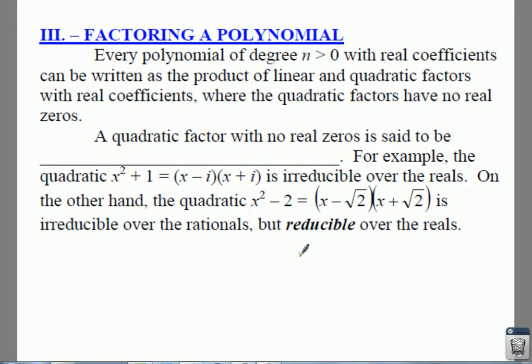So now we get into factoring a polynomial. We know that every polynomial that has a degree greater than 0 with real coefficients, not unreal coefficients, can be written as a product of linear and quadratic factors. That means they're either going to be binomials or trinomials.